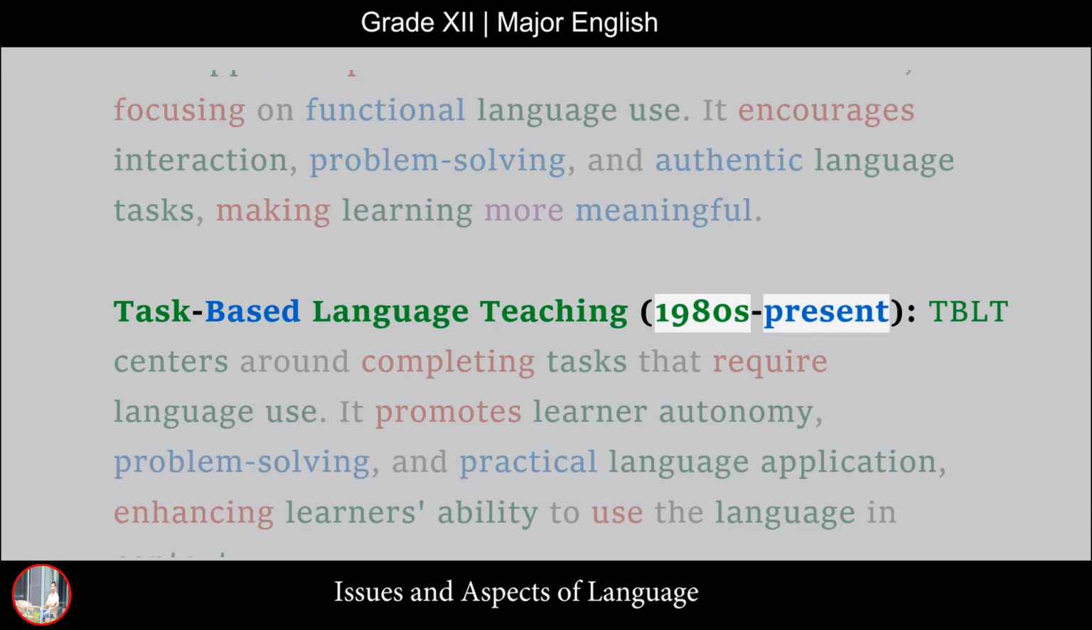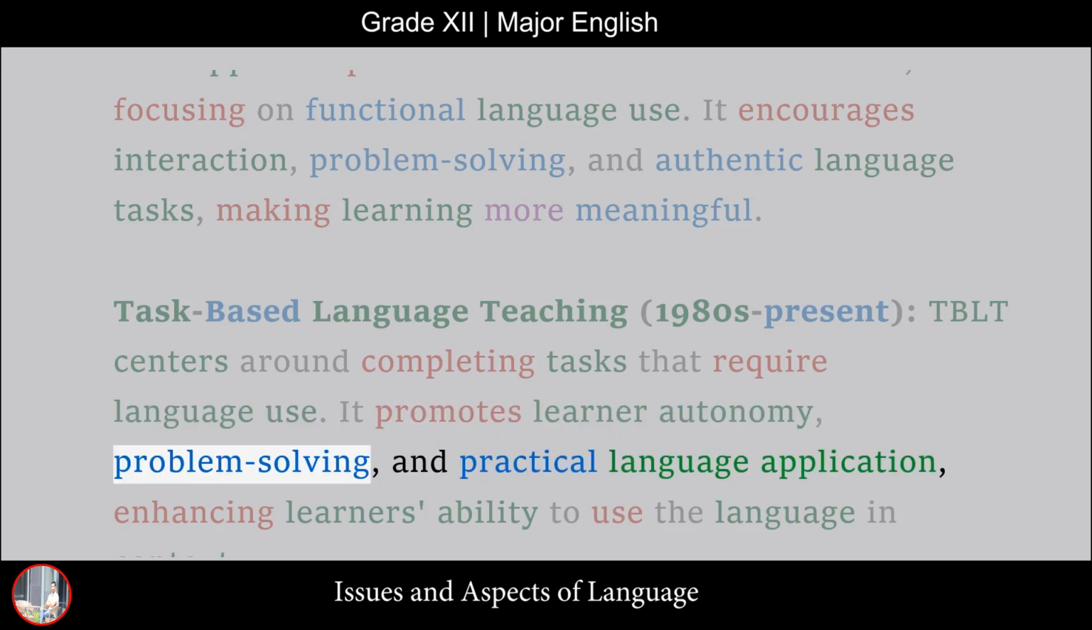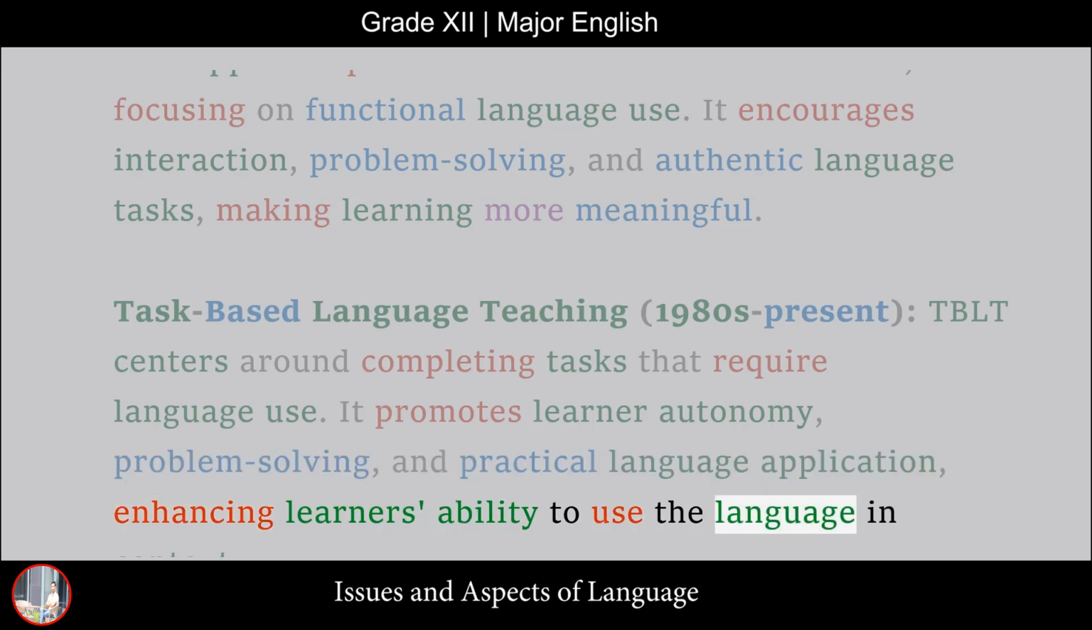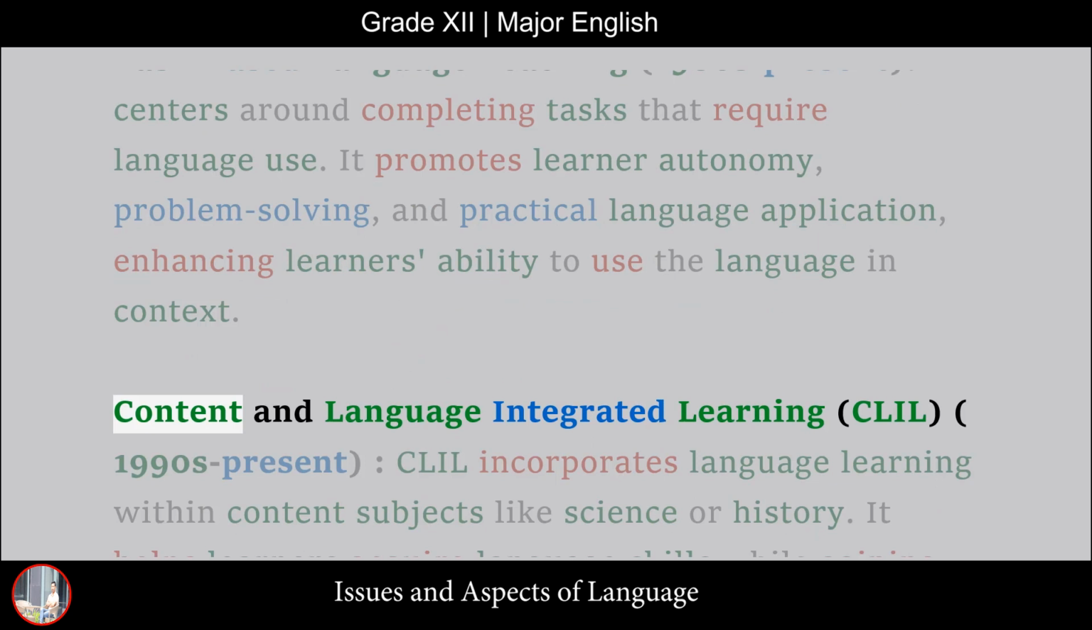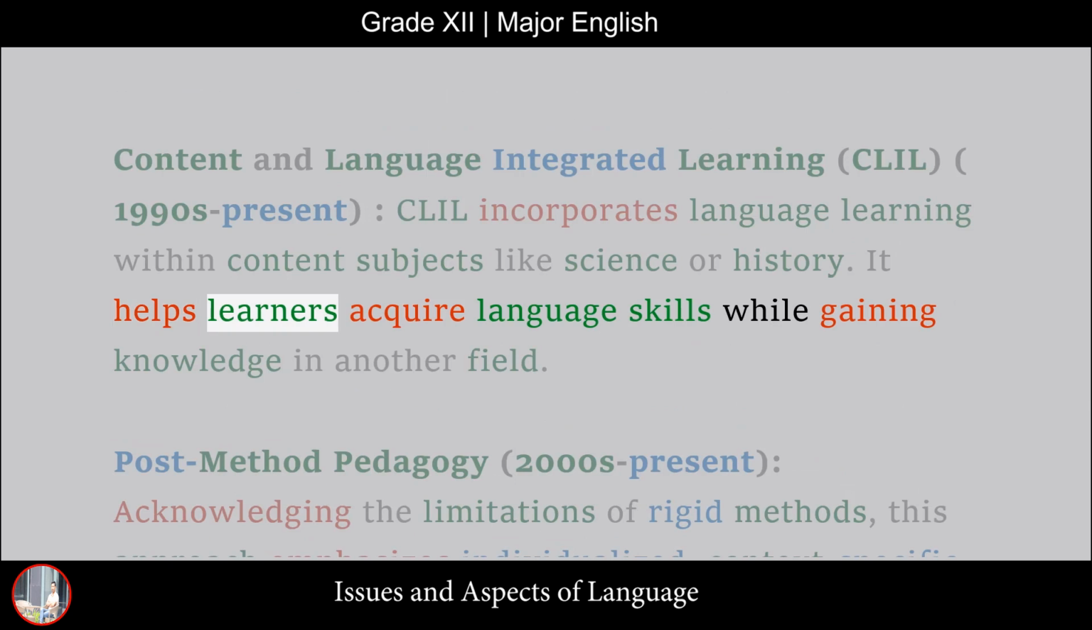Task-based language teaching, 1980s to present. TBLT centers around completing tasks that require language use. It promotes learner autonomy, problem-solving, and practical language application, enhancing learners' ability to use the language in context. Content and language integrated learning, CLIL, 1990s to present. CLIL incorporates language learning within content subjects like science or history. It helps learners acquire language skills while gaining knowledge in another field.